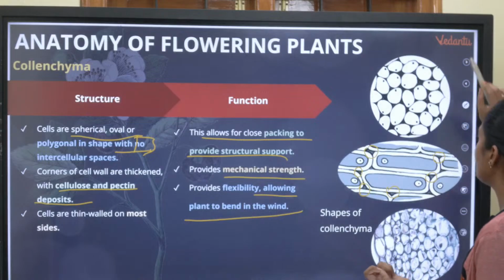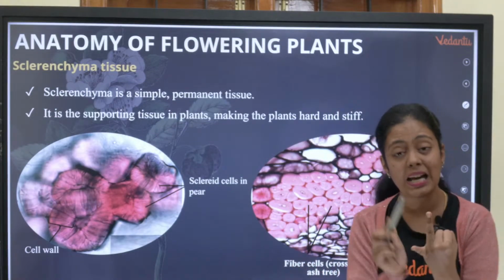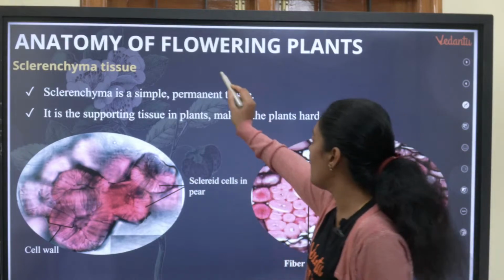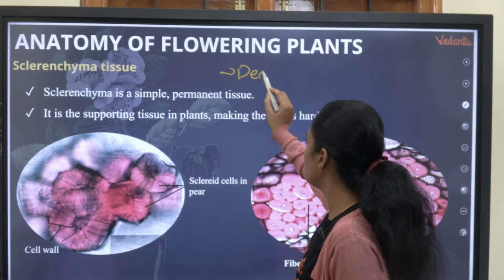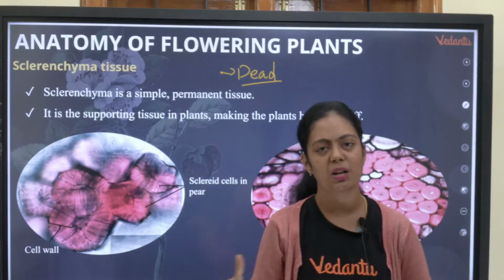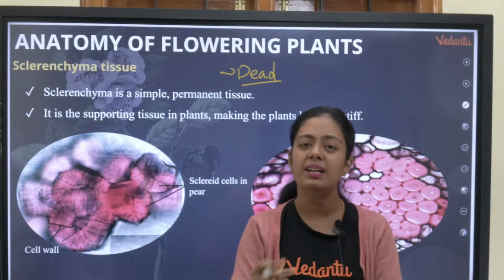So the next one will be what, pasangla? Sclerenchyma. Parenchyma and collenchyma are living tissue, pasangla. Your sclerenchyma is a dead tissue. What do you mean by dead? How will I identify a living cell and a dead cell? They have given me two cells, and I will say which one is living and which is dead.